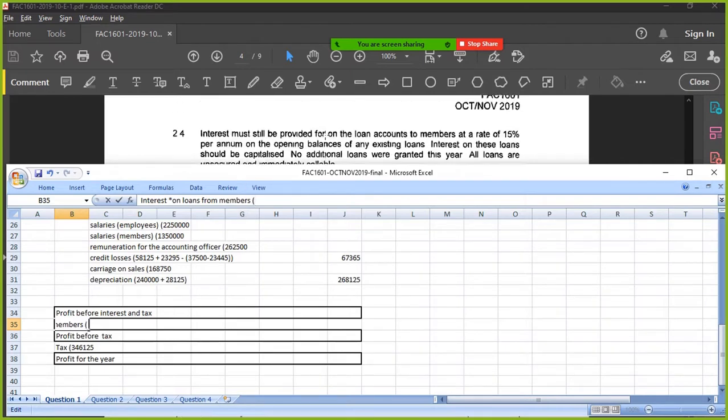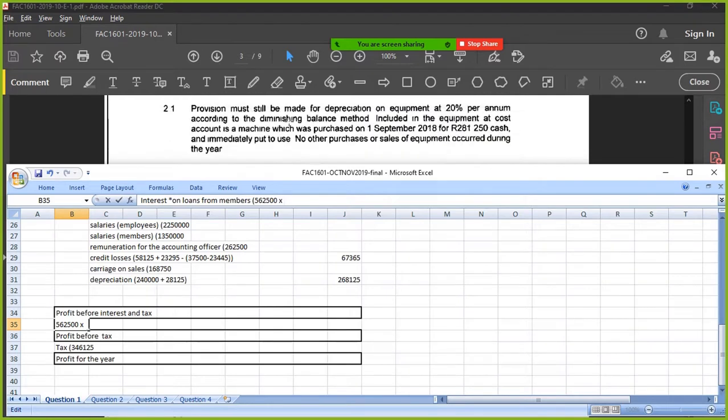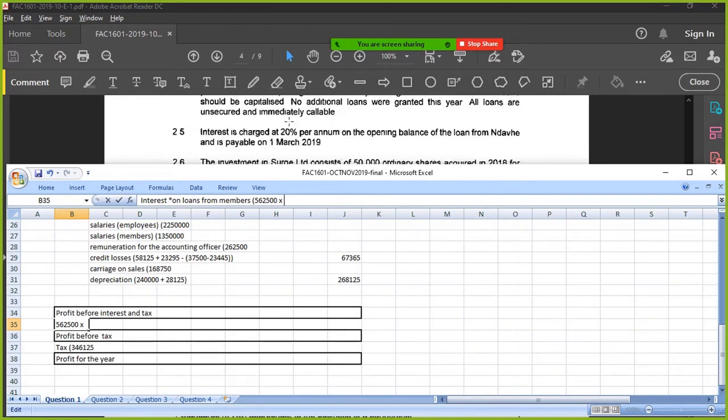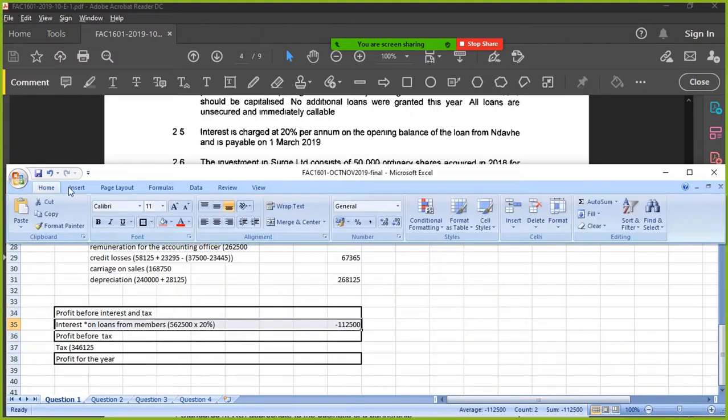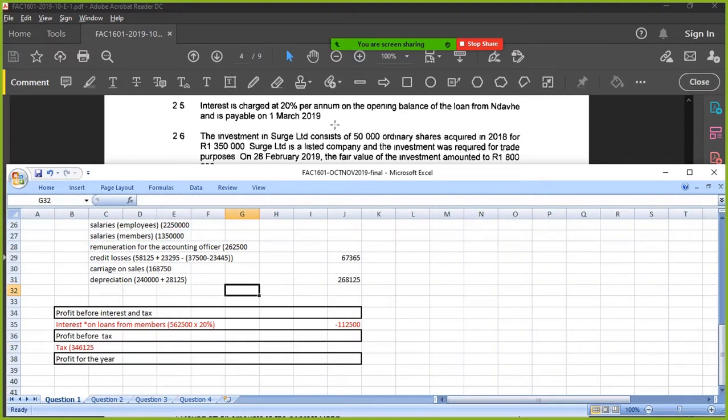All right, loan from... where's loan from? Loans from member is in here. 562,500 times, what is the percentage? 20%. Okay, is that right? Yes.